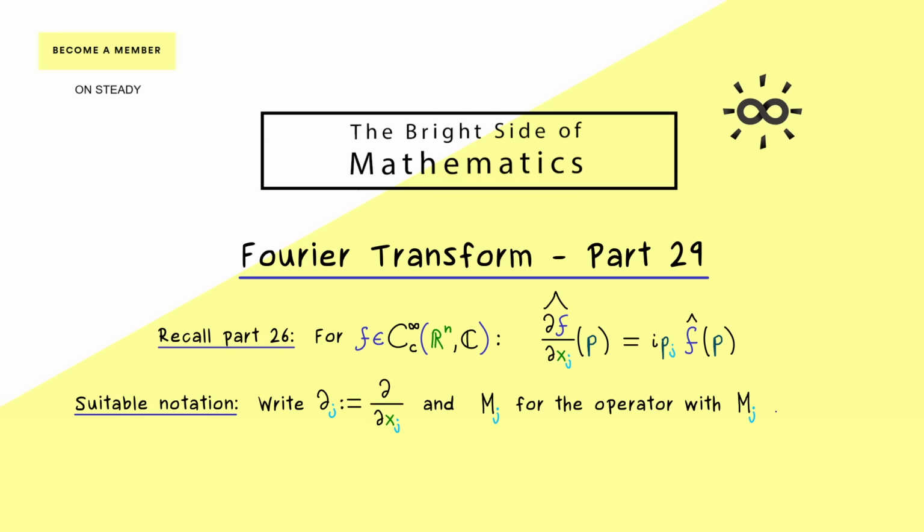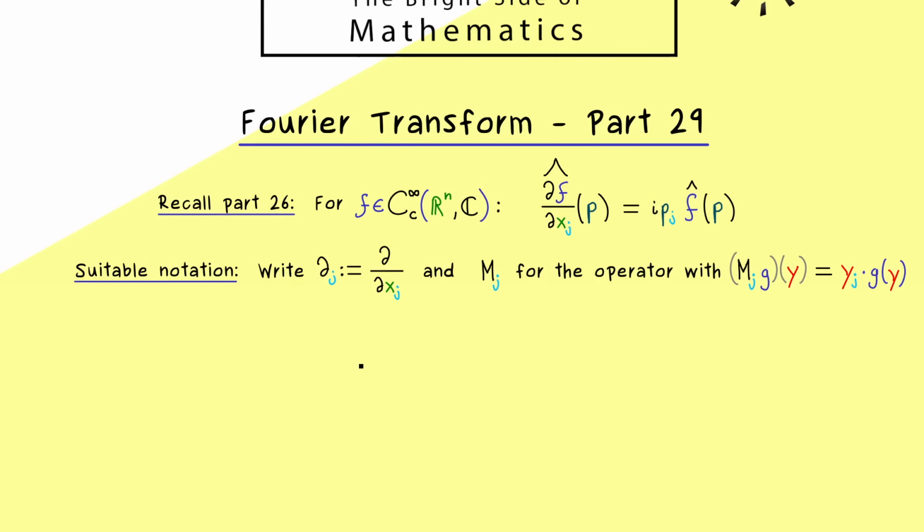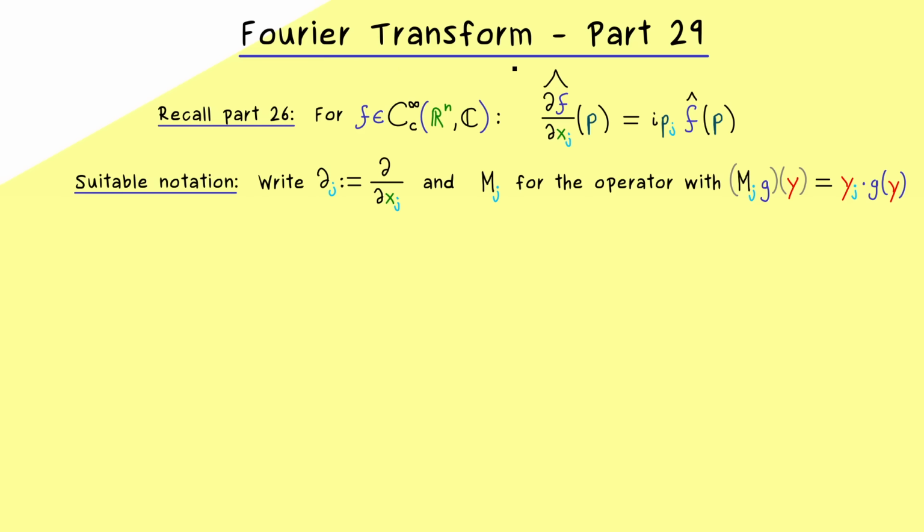j. This means if we apply M_j to a function g that is defined on R^n, then we could use any name for the independent variable, and let's say here we call it y. And then the result is simply y_j times g of y. So this is the general multiplication operator that acts on functions, and in our case we would have i times M_j. Okay, and now by using these short notations, we can formulate the differentiation theorem for the Fourier transform.